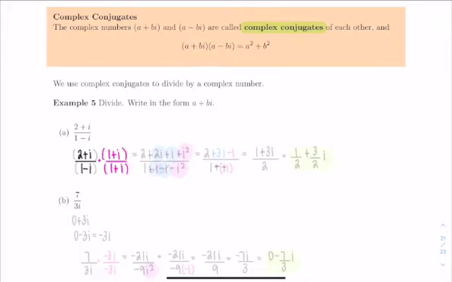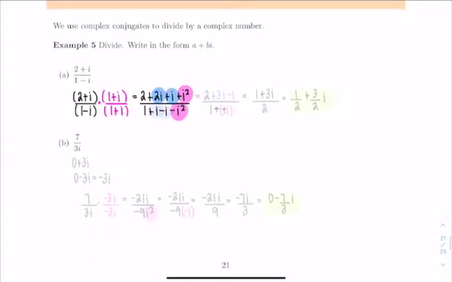And so now we're going to multiply the top and the bottom. So on the top we get 2 plus 2i plus i plus i squared. And in the bottom we get 1 plus i minus i squared. So we have i squared again, and we have like terms in the top and bottom.